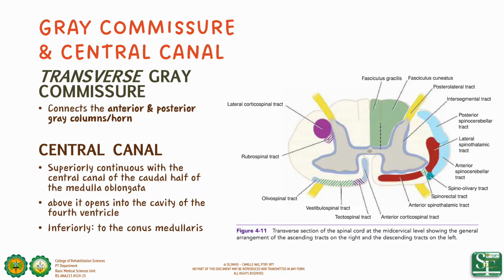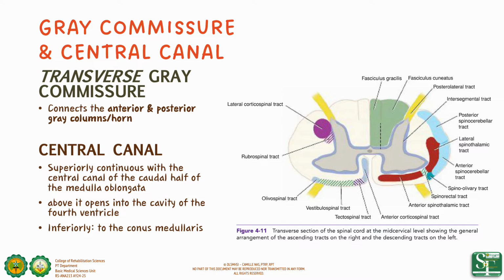Now, next is the transverse gray commissure or simply the gray commissure. I've mentioned this already. This is the one that connects the anterior and posterior gray horns. This is the one in the middle like a bridge. Okay, this one, that's your gray commissure. In between, the middle portion of the gray commissure has a central canal. So, this one is continuous all throughout the spinal cord. It's not only in a certain area like our lateral gray column or lateral gray horn. Your central canal, again, is continuous all throughout the spinal cord.